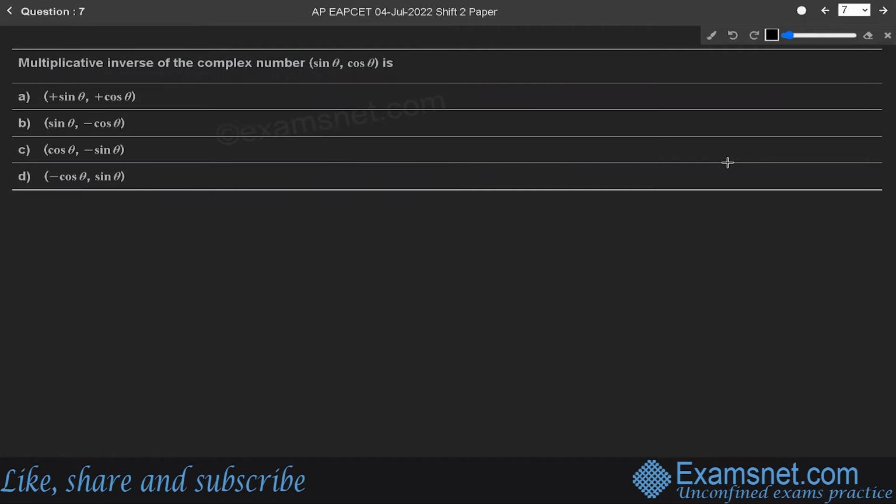Next question is a very, very simple question. Multiplicative inverse of the complex number sine theta plus i cos theta is. We have to find the multiplicative inverse. We know that a complex number z of x comma y is equal to x plus iy. Here, suppose z is equal to sine theta plus i cos theta. Here x is sine theta and y is cos theta.